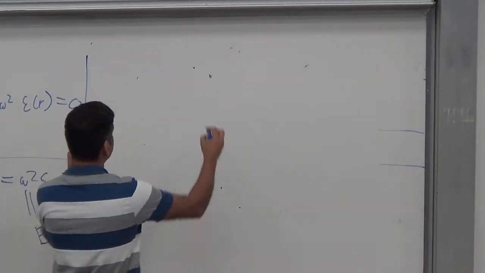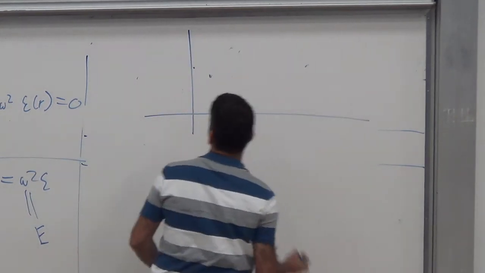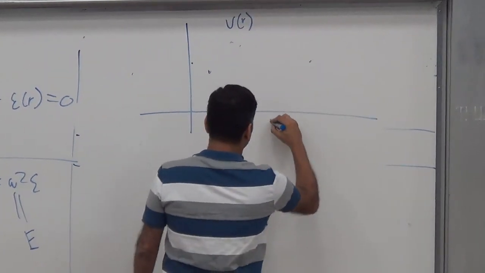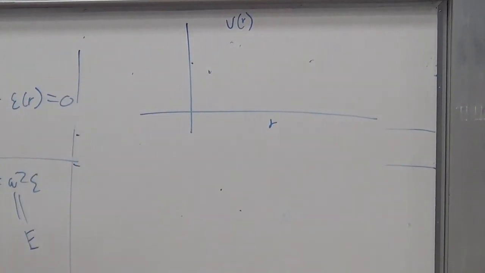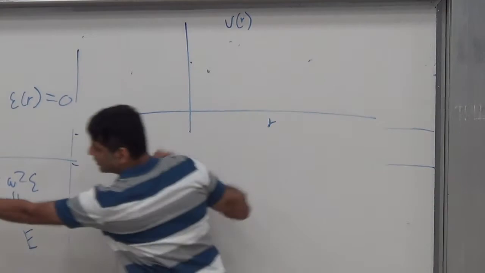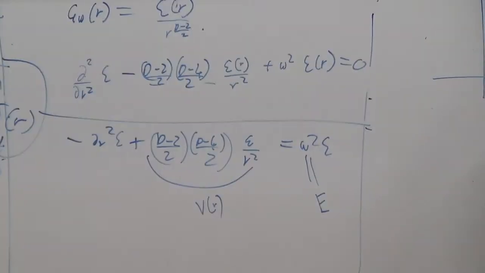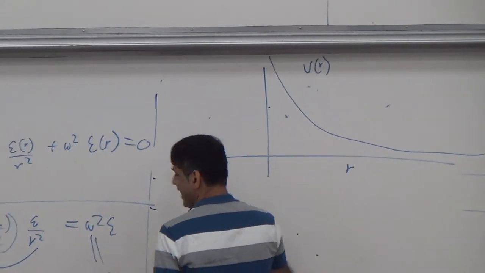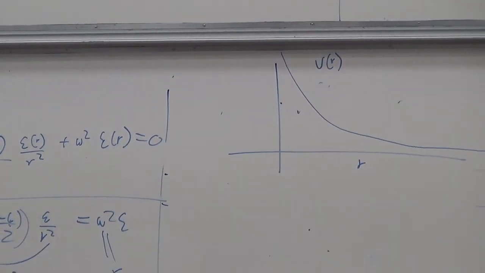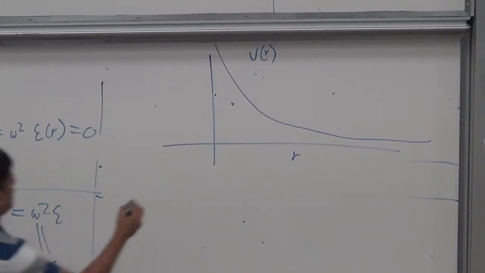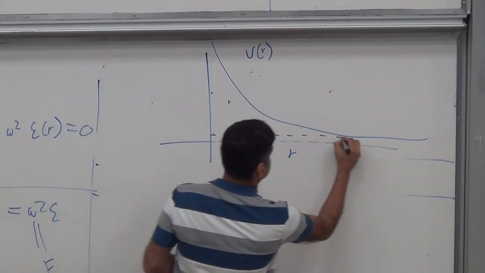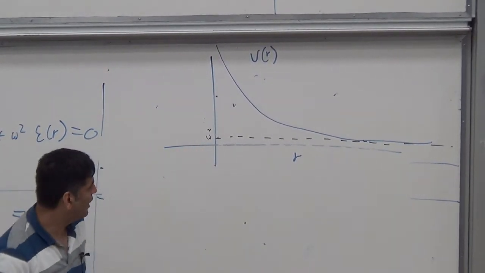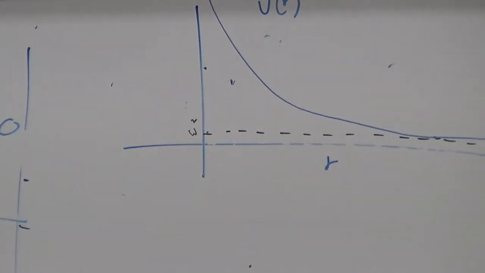Okay. Once we've got a Schrodinger equation, we can draw a picture. The picture that's useful to draw is V of r as a function of r. If you look at this V of r, it's some huge positive thing that decays like 1 over r squared. And then somewhere we've got an omega squared. At some point, the potential goes below omega squared. Let me draw this a little less.